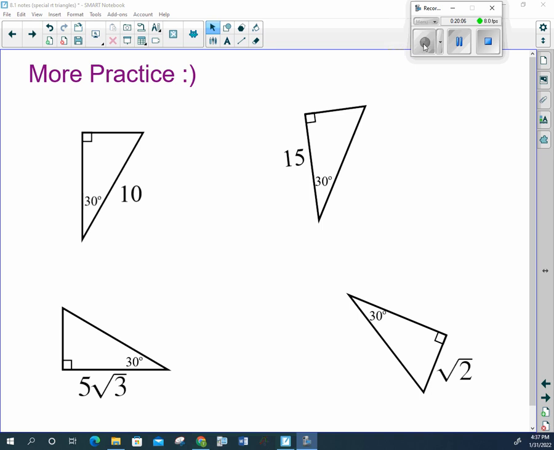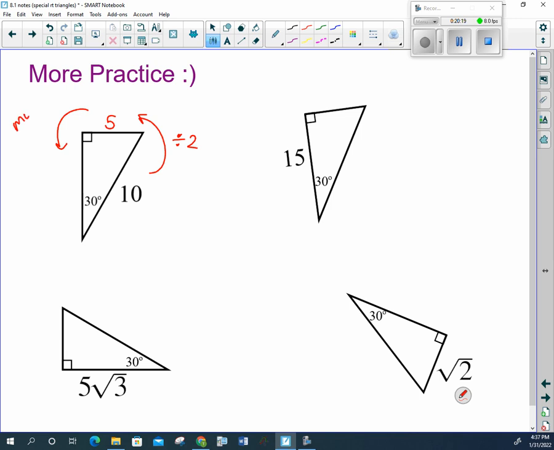Okay, here's a few more to practice. So we know we have the hypotenuse here. Remember, we always want to go to the shortest side. So that means we're going to divide by 2 to get to that side. This is 5. And then we're going to multiply by the square root of 3 to get to this other leg. So this is going to be 5 root 3.